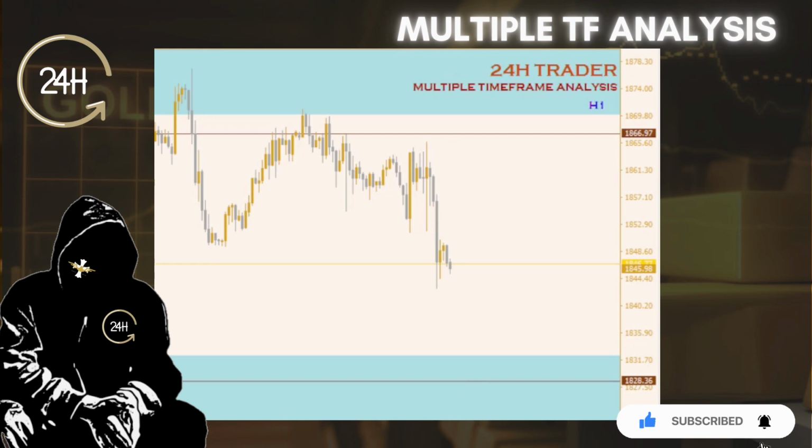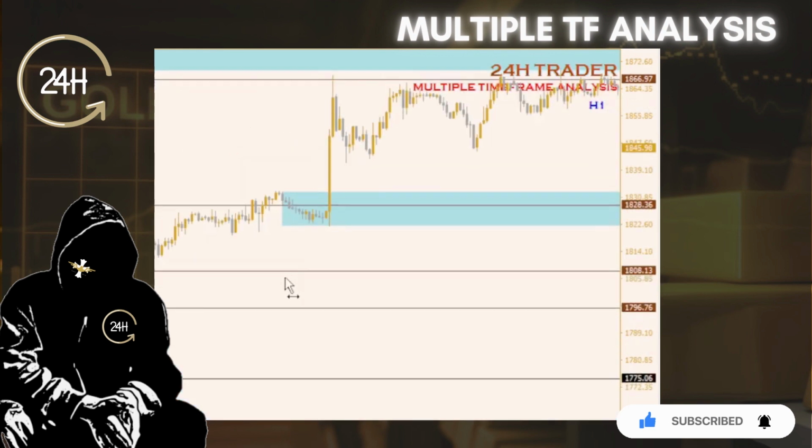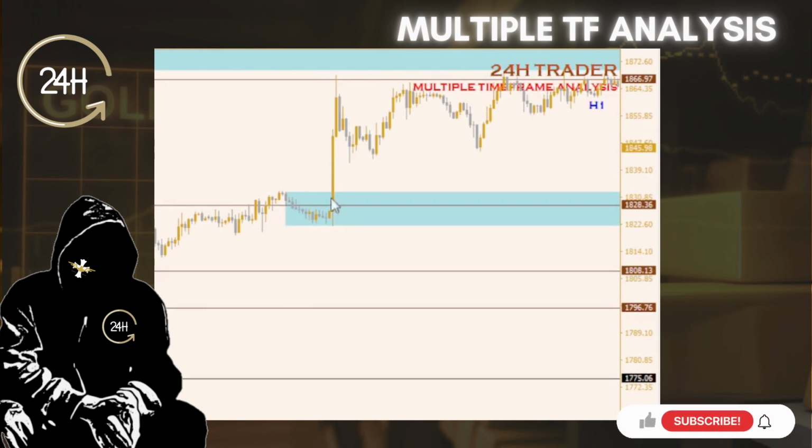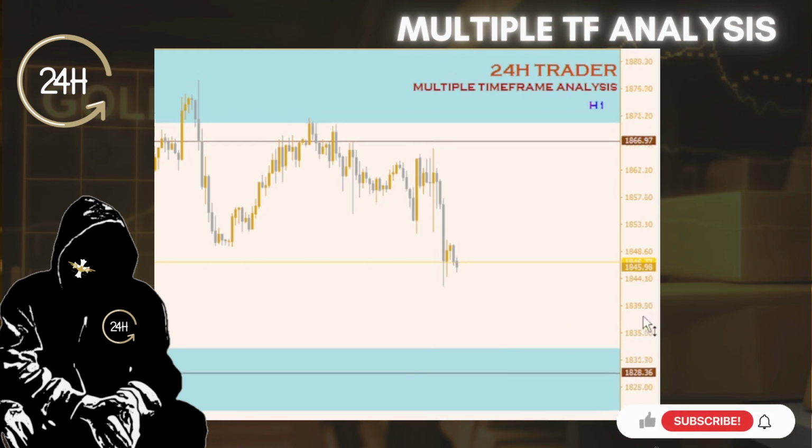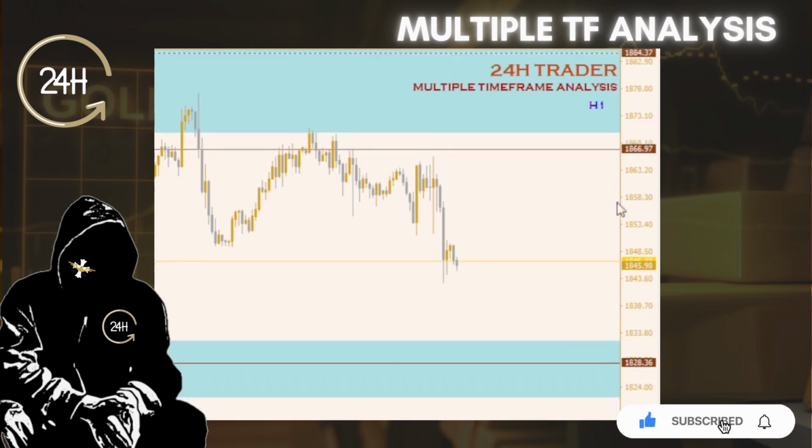Okay, so this one is the POI, these areas. This one is the POI, meaning that most likely the market will retest this area before going back up, especially retest this 1828 area. Okay, 1828 until, let's see, 1832. So it's a pretty wide area, but you can place it there if you'd like to trade on the 1 hour time frame.